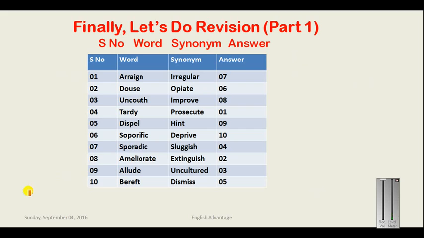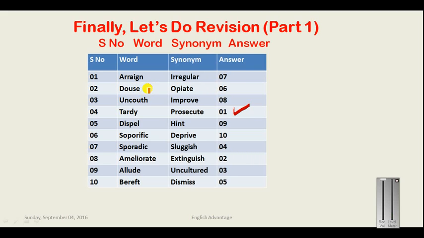Now arraign means, now this is the word, this is the sequence number 1 2 3 4 5. This is the word, this is the synonym, and this is the answer. Okay, so arraign means to prosecute. So this will be the answer here. So even if I do not tick mark here, you can figure out the answer of these words, because I have given here already the answers.